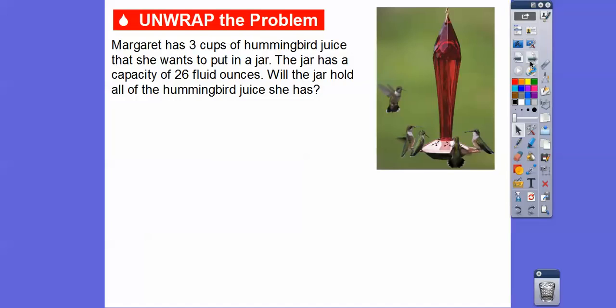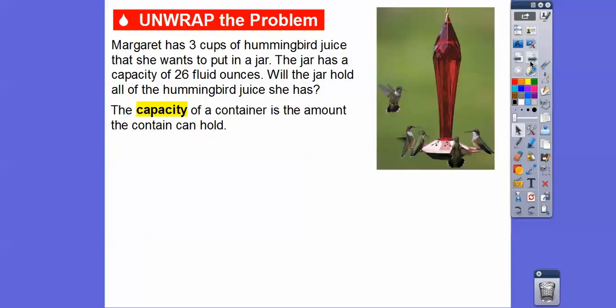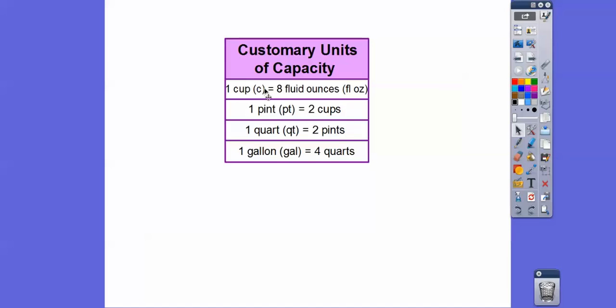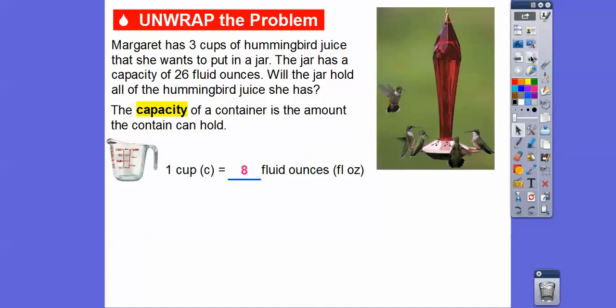Okay, so here we go. Margaret has 3 cups of hummingbird juice that she wants to put into a jar. The jar has a capacity of 26 fluid ounces. Will the jar be big enough to hold all the hummingbird juice that she has? So capacity of a container is just the amount that the container can hold. So remember, 1 cup equals 8 fluid ounces.